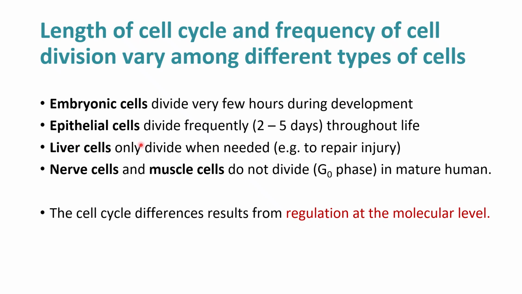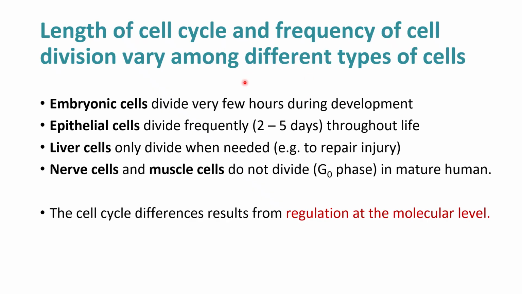Epithelial cells, which are cells that line your skin, mucous membranes, things like that, they're also dividing pretty frequently. They're dividing every 2 to 5 days throughout your entire life, right? But liver cells, they pretty much only divide when they're needed, and the turnover rate for a liver cell is like 200 to 300 days. So they're basically only turning over to repair injury or maybe to replace really old cells.